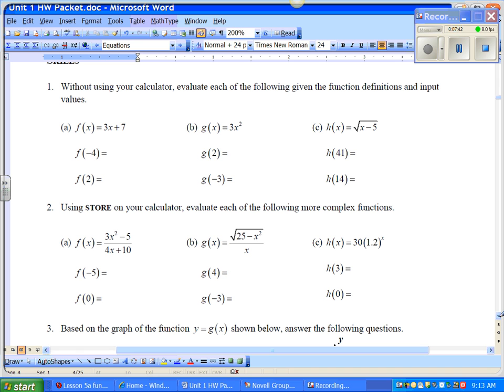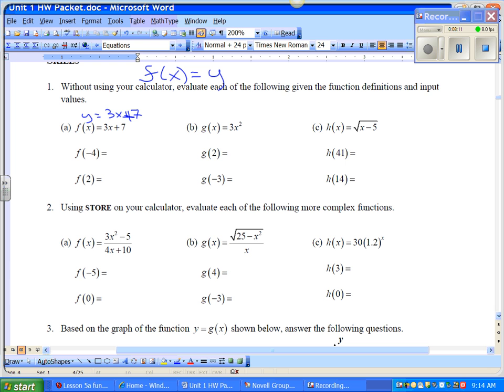So if I have f of x, it's the same thing as y, right? F of x means y, essentially. So it's f of x meaning the function in terms of x, okay? So I have f of x equals 3x plus 7. This is the same thing as y equals 3x plus 7. But with function notation, it allows us to do this substitution, essentially. So if I'm looking for f of -4, how would I figure out what it is?